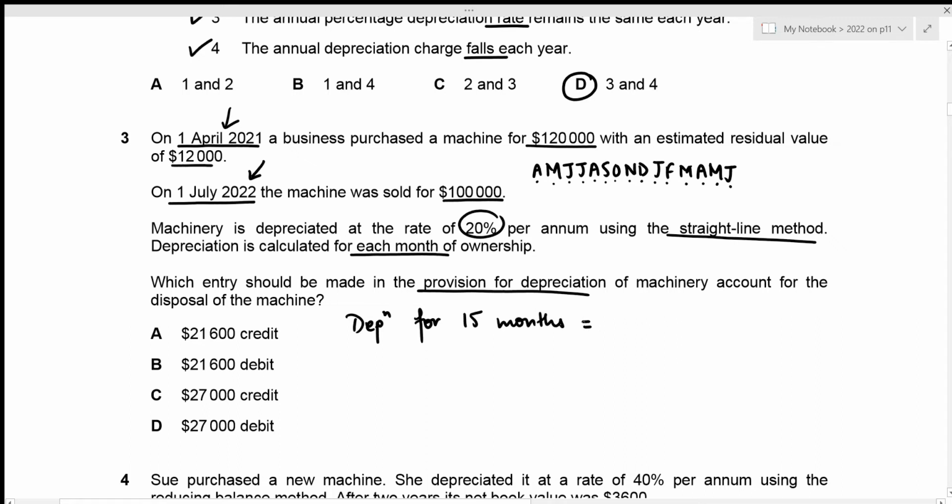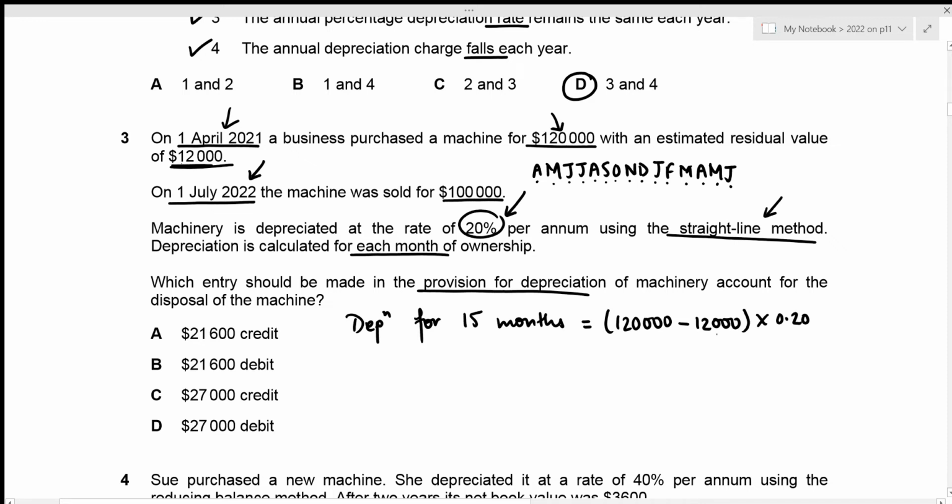Okay, so firstly, we will start by figuring out the depreciation charge for 1 year, which is 12 months. We start with our cost of 120,000. And we are figuring out our depreciation using the straight line method, which means that we need to adjust our residual value as well. So we need to subtract this residual value of 12,000. So that's minus 12,000. And then apply the rate, which is 20%. So that's times 0.20. And this gives the depreciation charge for 12 months.